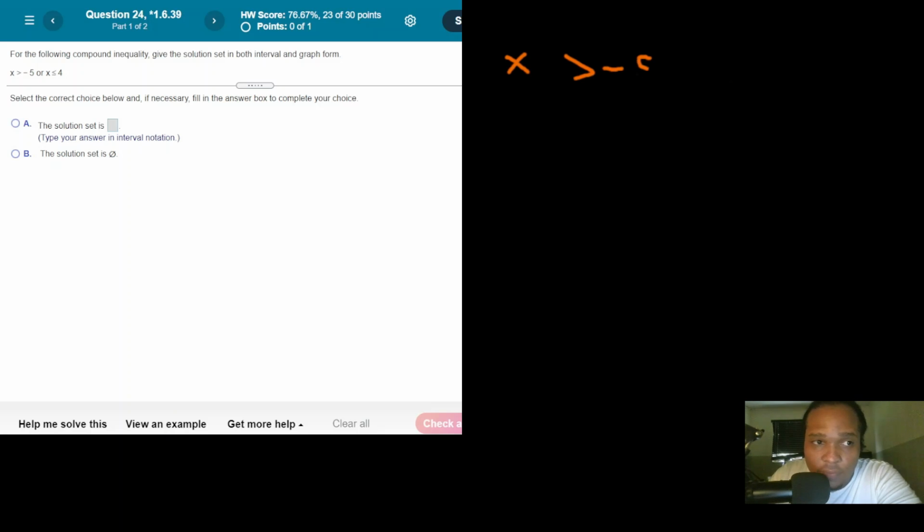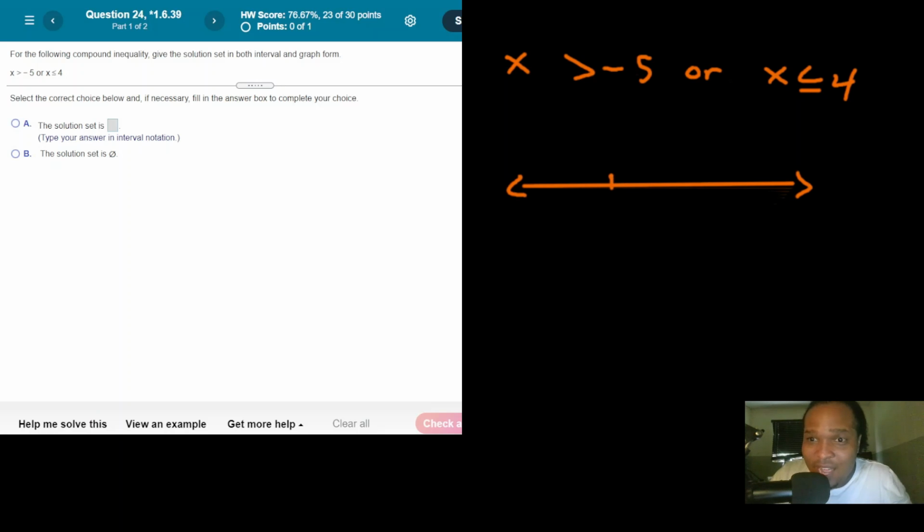X is greater than negative 5, or X is less than or equal to 4. Easy peasy. I'm not complaining. Negative 5. We have 4. Okay, X is greater than negative 5, so put a parentheses and shade over to the right. X is less than or equal to positive 4, so make a bracket. We're going less than, so we face that way and keep going.